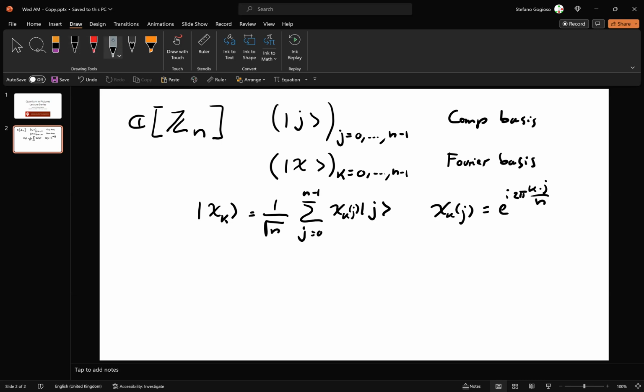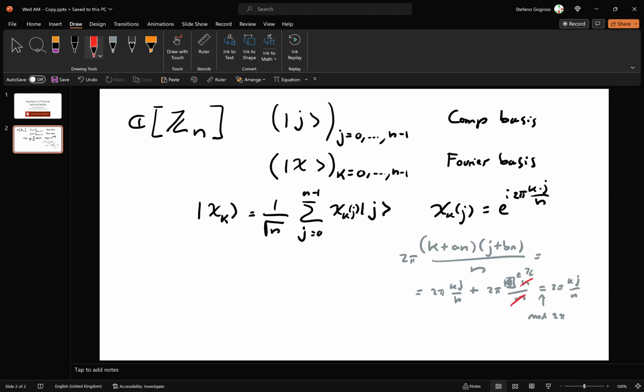So this is going to be an aside for me. Take some different representatives. You get (k plus an) times (j plus bn) over n times 2 pi. This is going to be 2 pi kj over n plus 2 pi times something which is an integer, n over n. So it is equal to 2 pi kj over n modulo 2 pi, because the n and the n cancel out. So this is well defined.